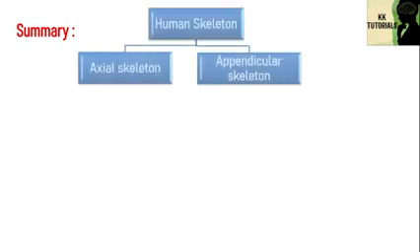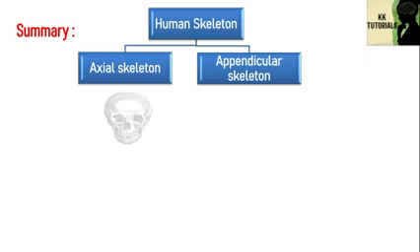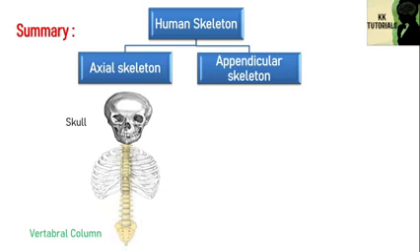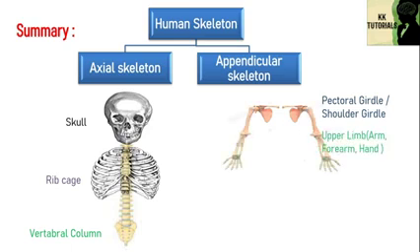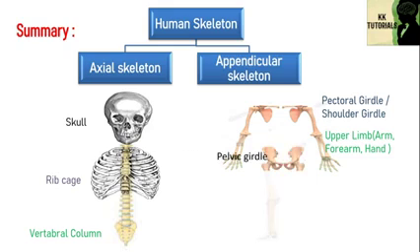Here comes the summary of our video. In order to study the human skeleton, it is divided into two types. These two types are the axial skeleton and the appendicular skeleton. The axial skeleton includes the skull, vertebral column, and rib cage, whereas the appendicular skeleton includes the shoulder girdle, also called the pectoral girdle, the hand meaning upper limb, then the pelvic girdle, and the lower limbs meaning two legs. We have also discussed each of these parts.